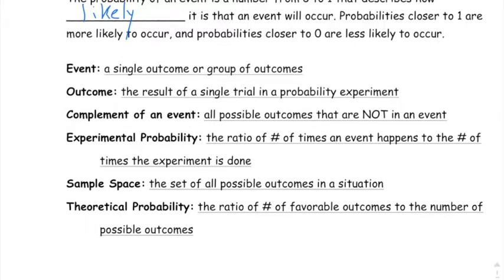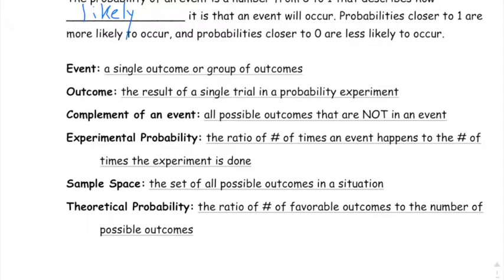Alright, you got a couple of vocab words here. Event, that's a single outcome or a group of outcomes. An outcome is the result of a single trial in a probability experiment. The complement of an event is all the possible outcomes that are not the event.